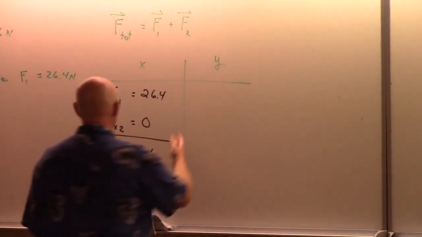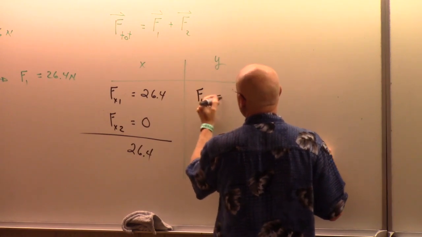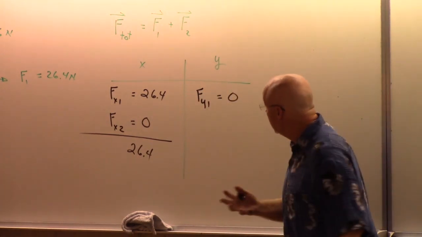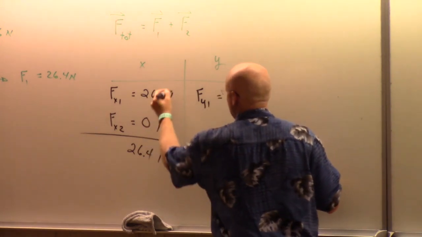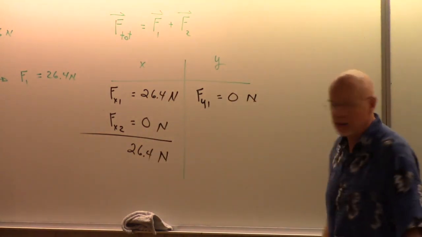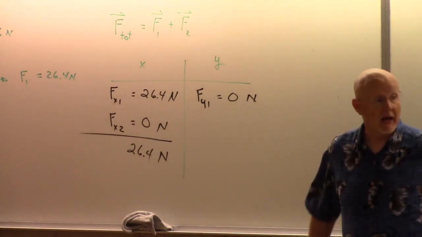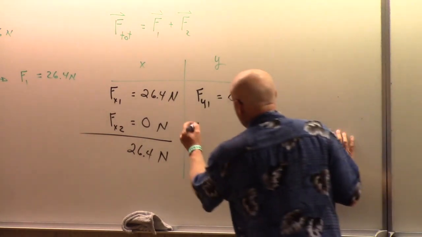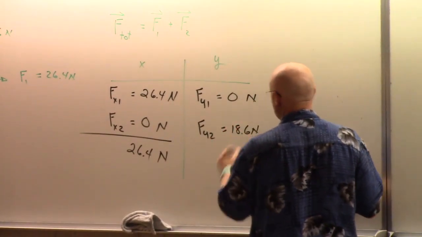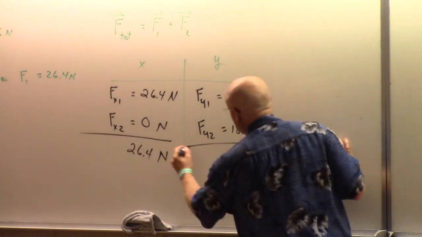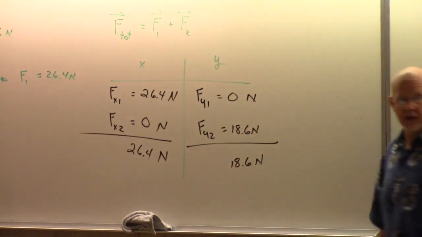The same is true in the y direction. If I look at the y direction of number 1, there's going to be 0 force in the y direction from number 1. Number 1 is only pushing in the x. And in the y direction of number 2, it's all of it. And so when you add them together to get the total, again, maybe all that was unnecessary work.